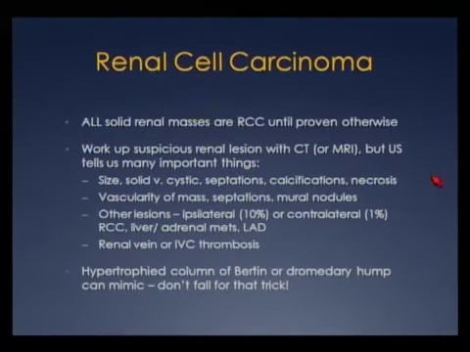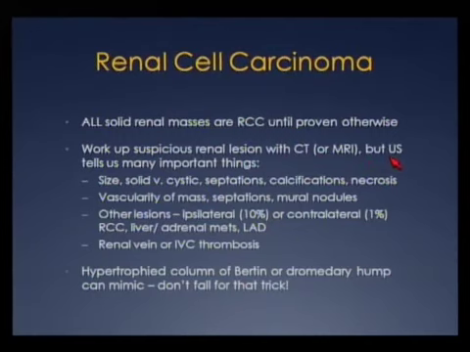Now, renal cell carcinoma. All solid renal masses, in my opinion, are renal cell carcinoma until you prove them otherwise. If I see a solid mass in a kidney, I'm calling it renal cell carcinoma, even though there's up to a 10, 20, 30% chance it could be benign, depending on what literature you read. So if you see a suspicious renal lesion, we're going to work up that patient with CT and sometimes with MRI, but ultrasound tells us many important things.